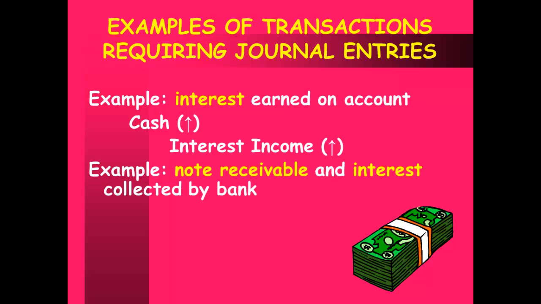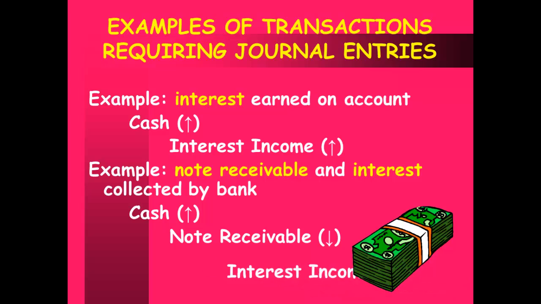How about the note and interest the bank collected for me? Again, we add that to our books, so I'm going to debit cash. For the principal portion, I'm going to credit notes receivable. For the interest that I earned, I'm going to credit interest income.